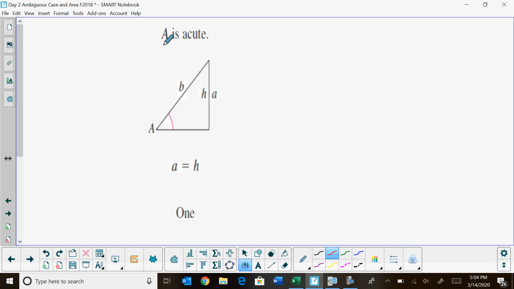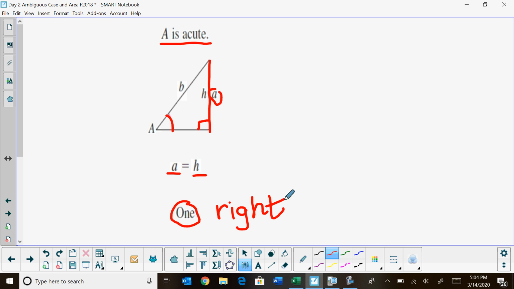Case number 2. A is still an acute angle, so we're still dealing with the acute angles. But the opposite side, little a, is equal to h. Well, if little a is equal to h, that means it is going to touch, but it's only going to touch in one place. And it's actually going to create a right triangle. So not only is it one triangle, but it's one right triangle. And usually you'll be able to recognize those. Those tend to be special right triangles. But that's going to be one possibility. So a equal to h is one triangle.